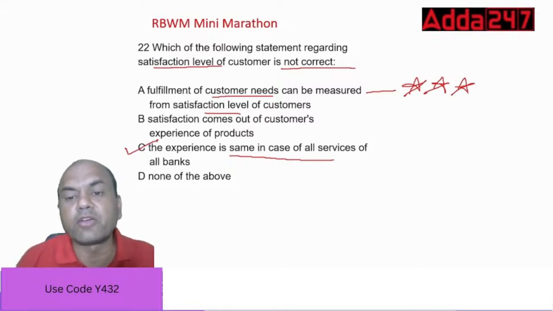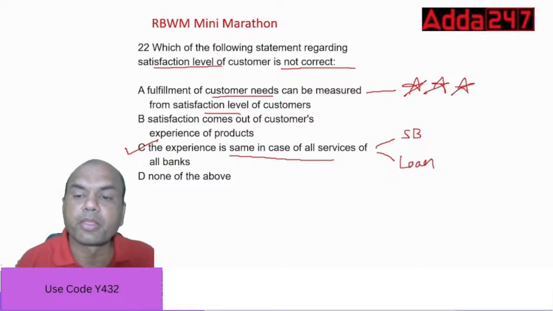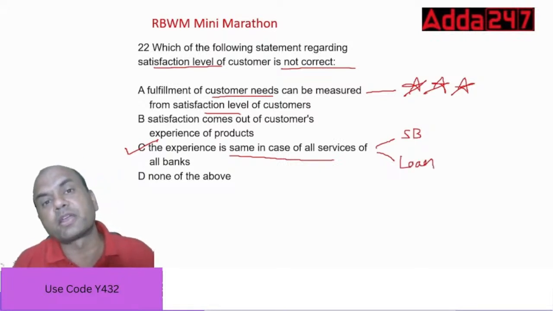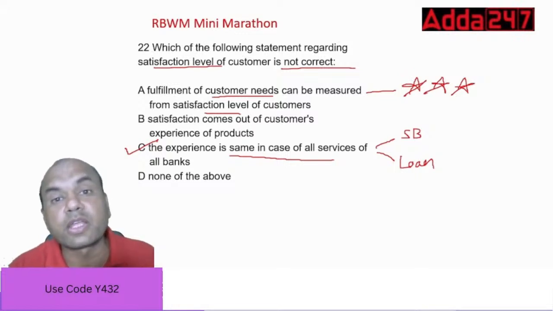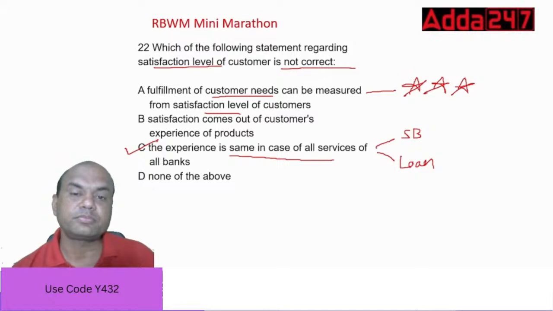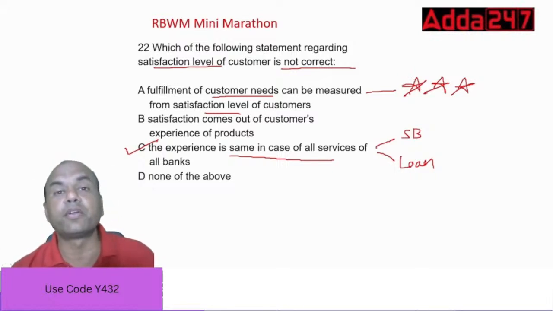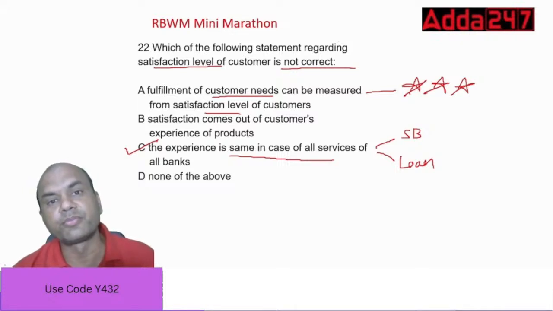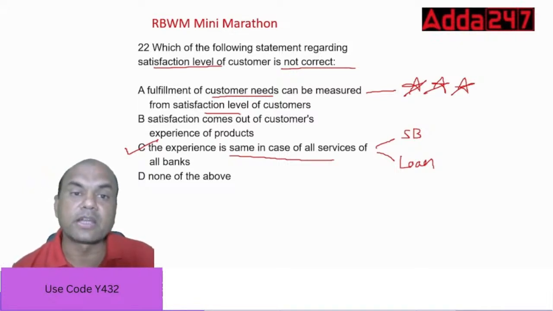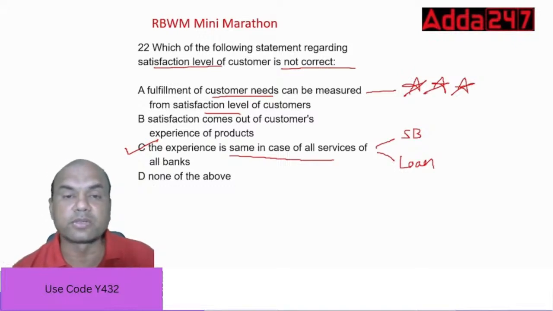Some customer may have a good experience in the savings account department of your bank, but a bad experience in the loan department. So depending on what type of service you are taking and what type of service you are given, the customer will have a satisfaction level. If you are having good service in all the departments, then every bank should strive for that only. It should strive to see that all the customers receive all the good services.